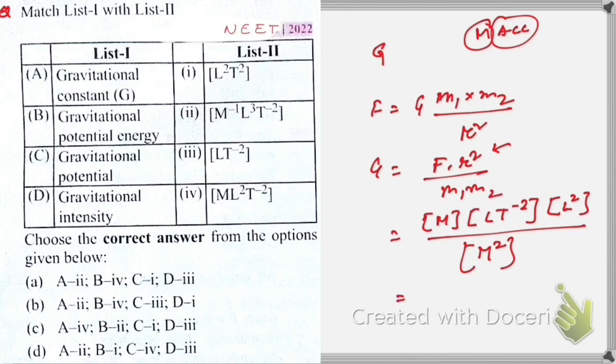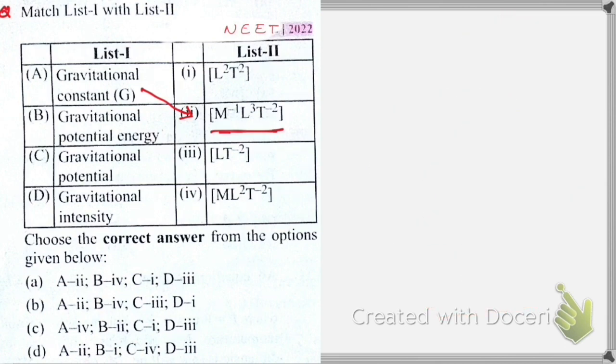So what will be the dimensional formula? If you simplify this, we get M to the power minus 1, L to the power 3, t to the power minus 2. This is going to be the dimensional formula of capital G. So check which option is correct here. Here you see this matches with this. This is the dimensional formula of capital G.